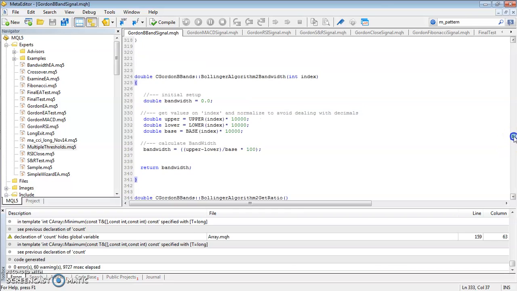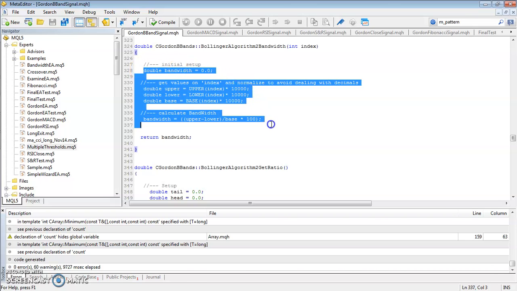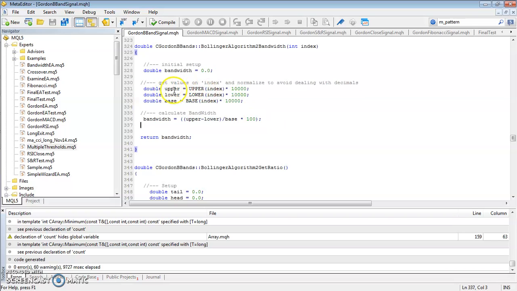Okay, so now this is the second algorithm, which is very similar, but it's just implemented in a different way. This is the algorithm that John Paris created. What he does is measure the bandwidth in order to measure the squeeze and the expansion of the upper band and the lower band. He set up some variables here where he gets the upper, lower, base, and then he gets the bandwidth based on those.